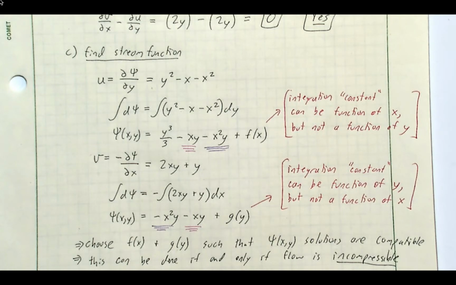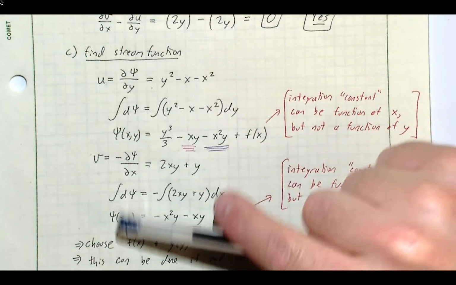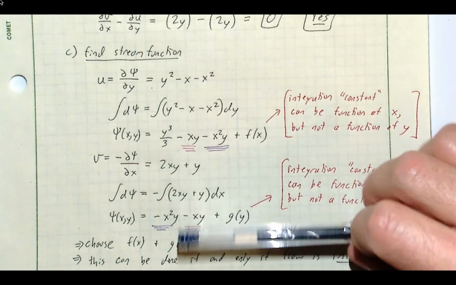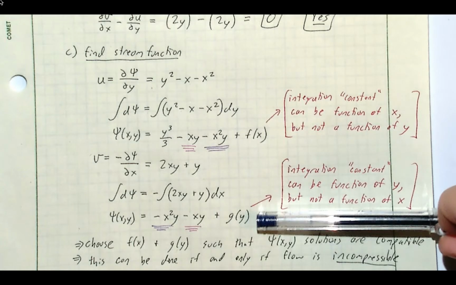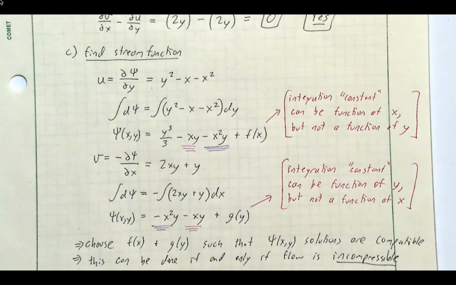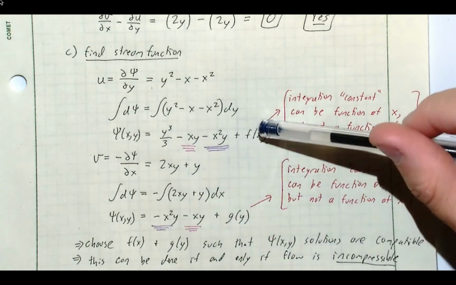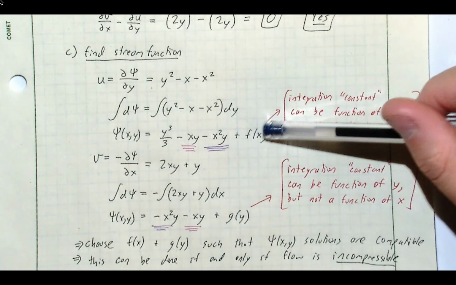Okay, it can't be a function of x, and we have different functions. And what we have to do now, these are really the same psi stream functions, the same 2D fields for the stream function. We need to make sure these are compatible, choosing f of x and g of y in such a way that these are exactly the same, but also making them as simple as possible. So this can be done if and only if it's incompressible. So if it's incompressible, this can be done. You can choose f of x and g of y to make these completely compatible. If it's not, if it's a compressible flow, you can't find this to be true.